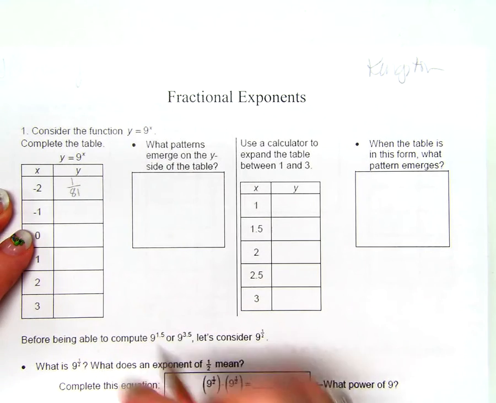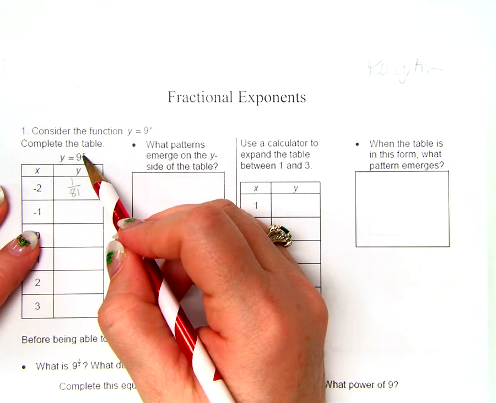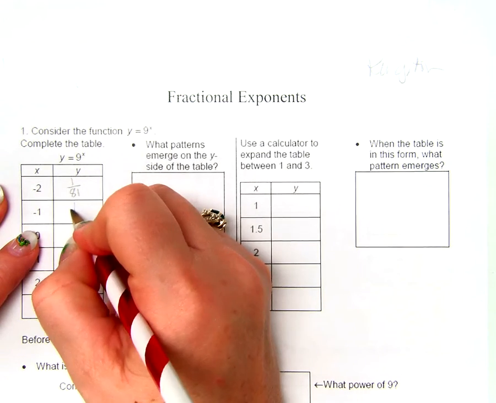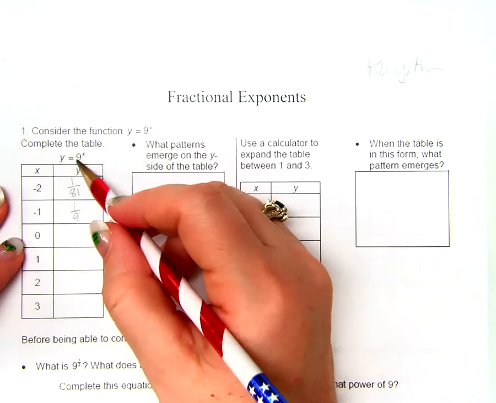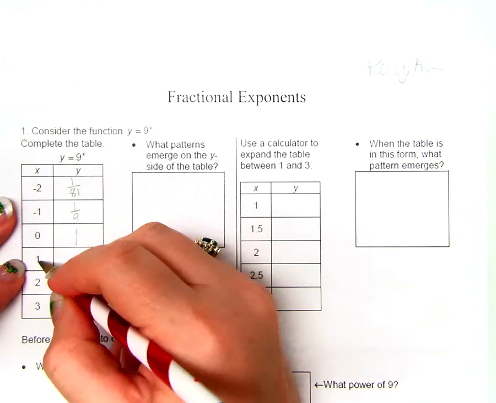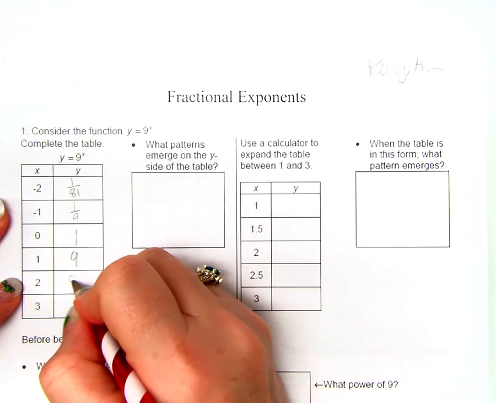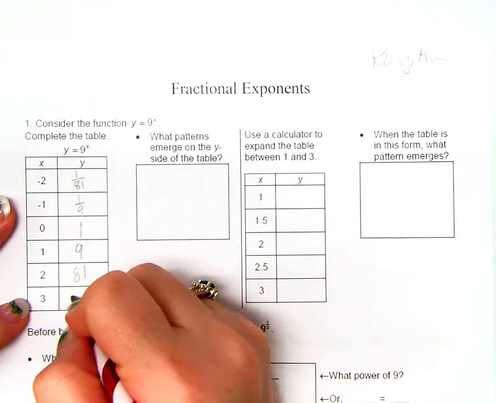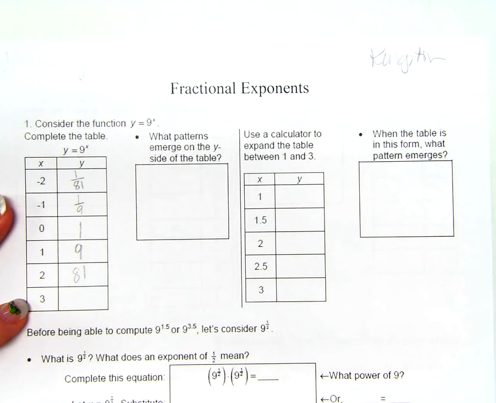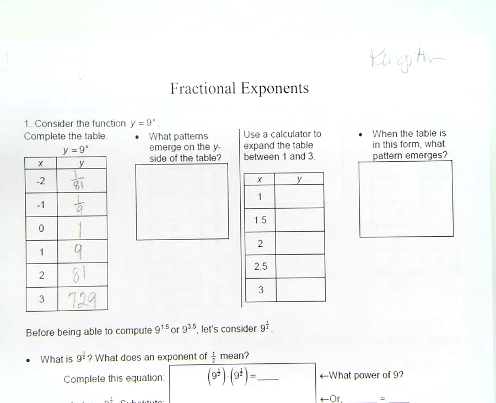Is that okay? This would be 9 to the negative 1 power. If we move that to the denominator, that's just 1 over 9. What's 9 to the 0 power? 1. What's 9 to the first power? 9. What's 9 to the second power? 81. What's 9 to the third power? A very big number. How about 729?